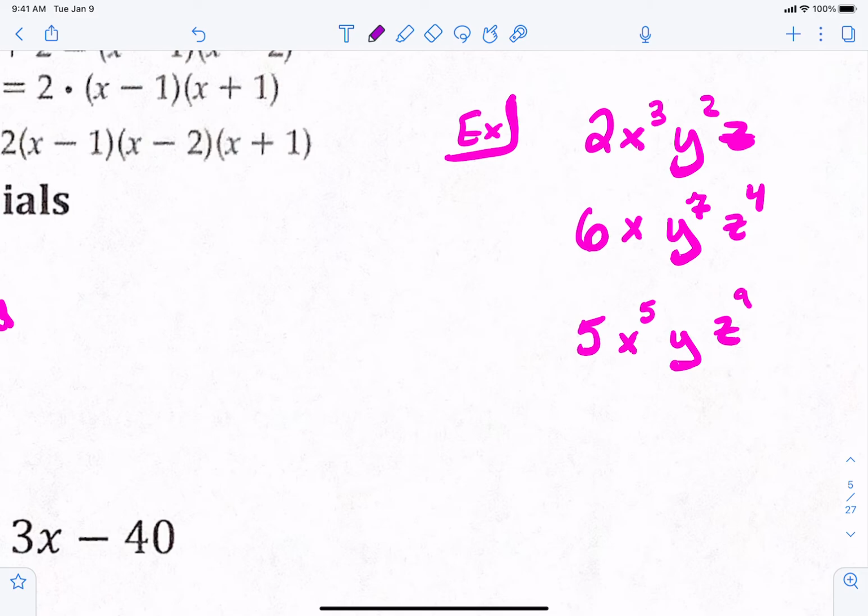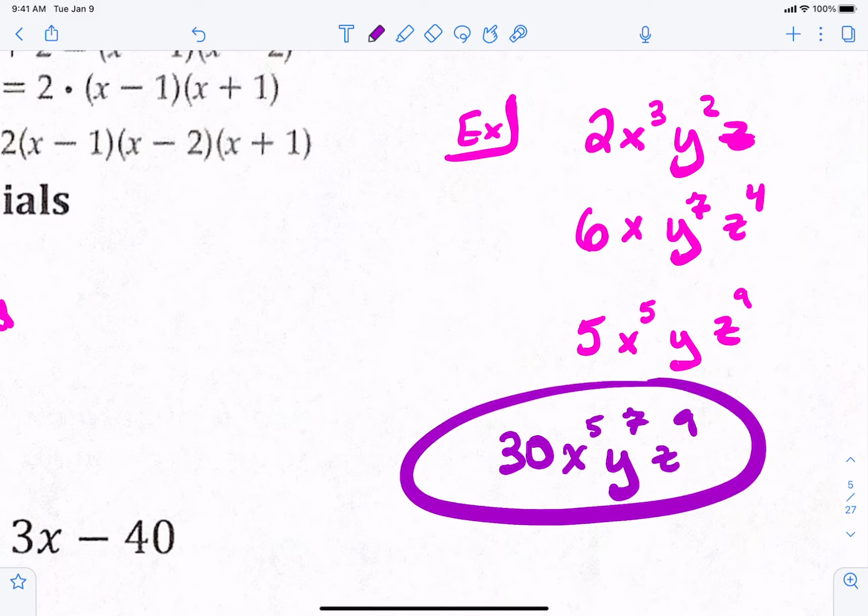Well, this part's the easy part. What's your number? What number does 2, 6, and 5 go into? 30. We want the lowest number that all of them go into, right? The lowest number is 30. Now, how many x's do you have to have? 5, in order for all of them to fit in there, right? How many y's do you have to have? 7. How many z's? 9. This is your least common multiple. So if I was trying to find a common denominator of these, this would be it, right?